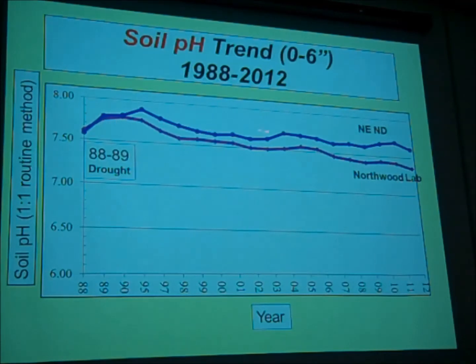Soil pH. Northeast North Dakota is where I live, 582 zip code, 58102, like the Grand Forks area. You see over 20 years, pH really hasn't changed. But when you put all the samples together, you can see a downward trend there. And that's something that we didn't notice until we put all this together last year. It's real, and it makes sense.